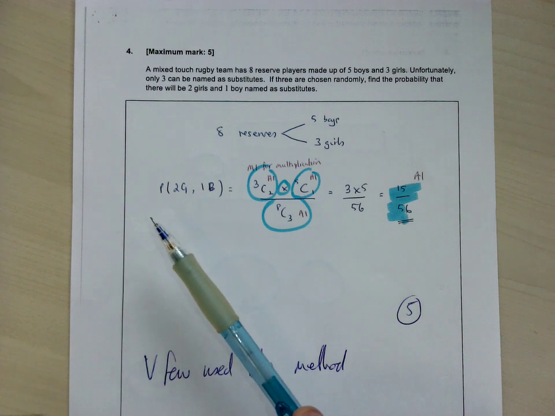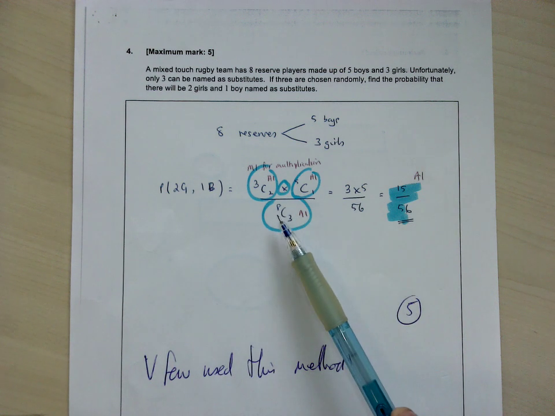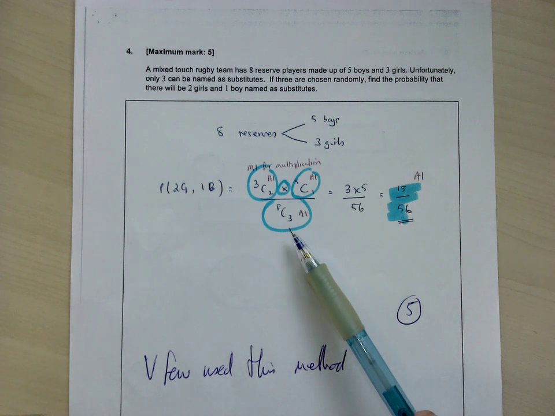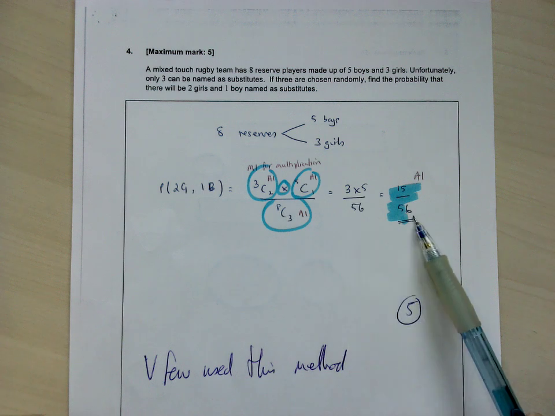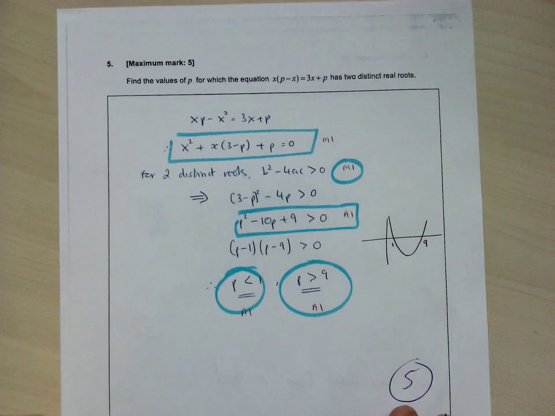I want a probability, so it needs to be out of the total number of ways of choosing the 3 players. So the number of ways of doing that is 8 choose 3. So set it up as the probability like that, and the answer will pop out fairly quickly. So 5 marks there. On to question 5.